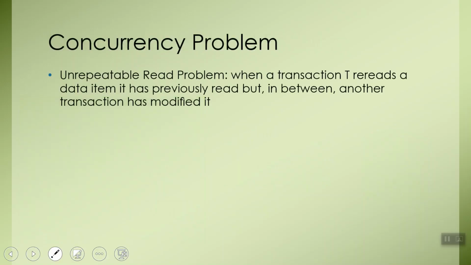So to summarize, what is the unrepeatable read problem? When a transaction T rereads a data item it has previously read, but in between another transaction has modified it.